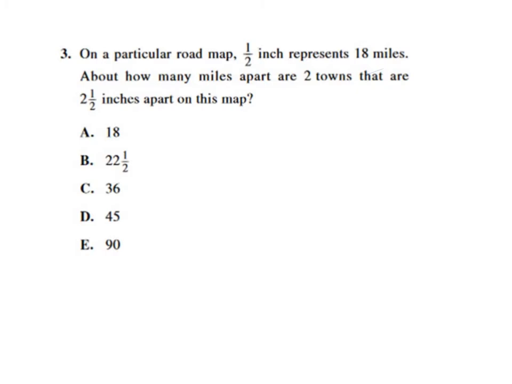For question 3, there are several ways that you can do this, but one that a lot of students seem to understand is using a proportion. So we're going to write a ratio. Our first ratio is going to compare on the road map. It says a half of an inch represents 18 miles. So we're going to go 1/2 inch represents 18 miles.